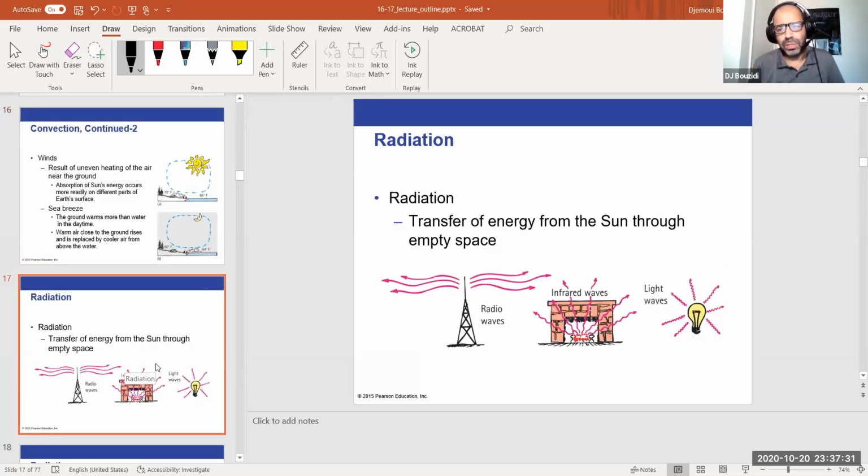Radiation is the third process we're talking about. It transfers energy from the sun through empty space. If it were not for radiation, we would not have enough energy on the earth. The source of heat on earth is coming from the sun. There is some coming from the core of the earth, but the main source is the sun. And there is empty space between the earth and the sun, and that's how radiation travels between them.